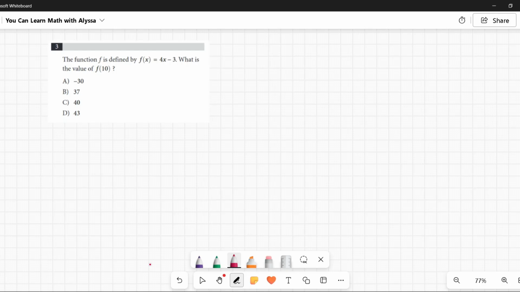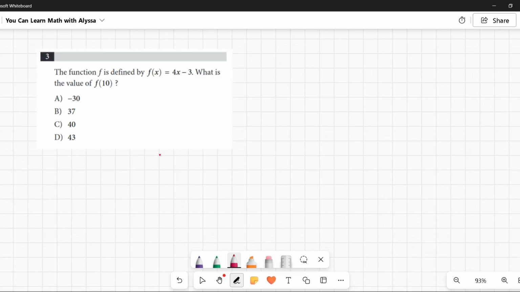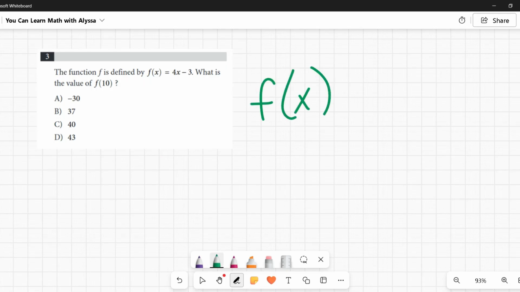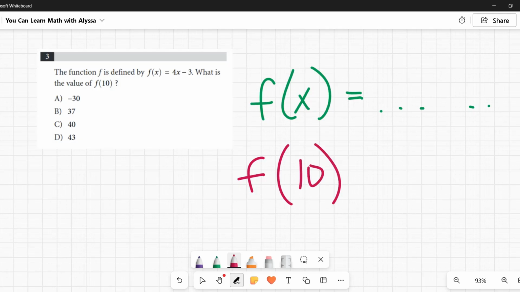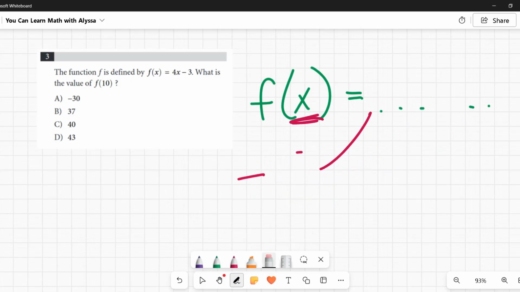Number 3, the function f is defined by f of x equals 4x minus 3. What is the value of f of 10? Anytime we have a function, like in this case, f of x equals whatever, if they then ask what is f of 10, f of 25, f of a million, in this case f of 10, what they are saying is they want you to take that 10 and plug it into the equation wherever you see an x. That's what that means. That's how you solve these.